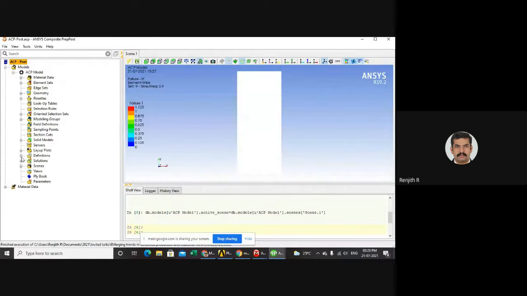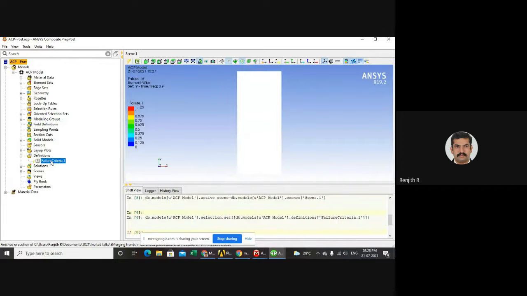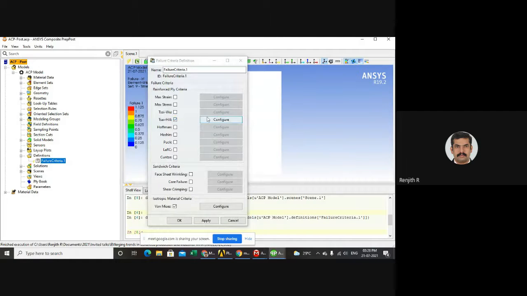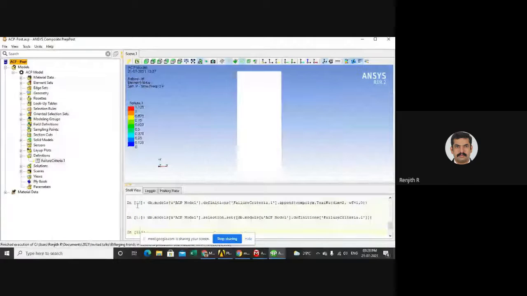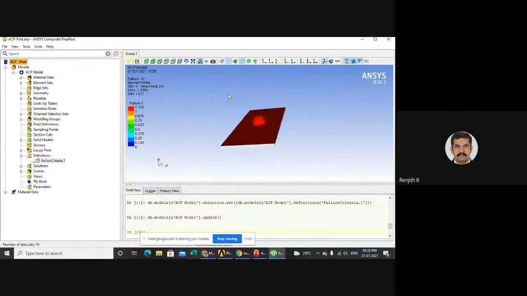Yeah, if you go to the definitions, you can create a failure criteria. If you open that, you can create a maximum strain, maximum stress, Tsai-Wu, whatever the information we provided in the first session, that is engineering data. That type of failures you can provide here, and you can also compare that with the isotropic material criteria, that is von Mises failure criteria. You can also compare that with the weighting factors, and if you apply it here and update, you'll get the failure.